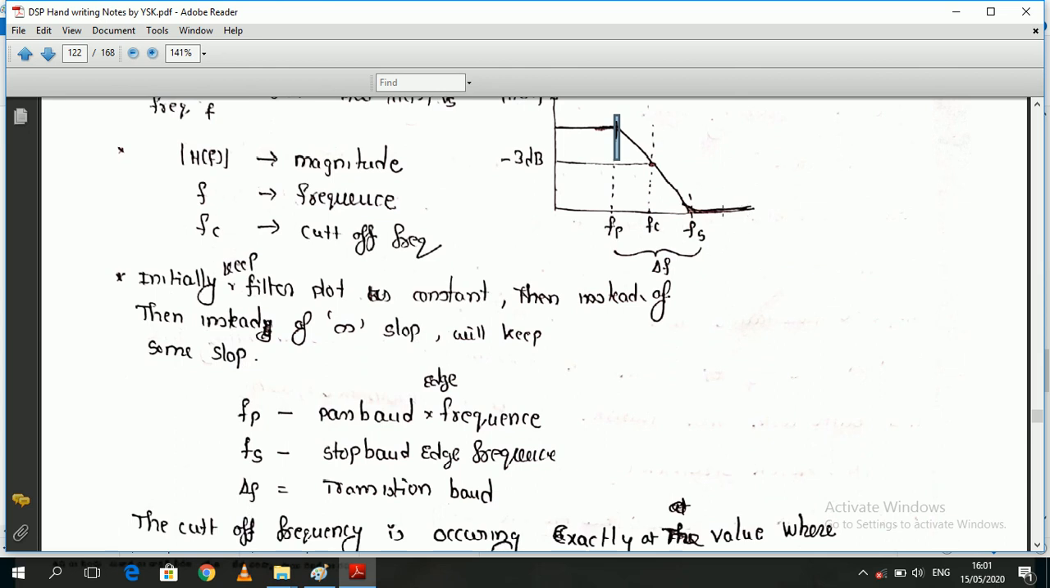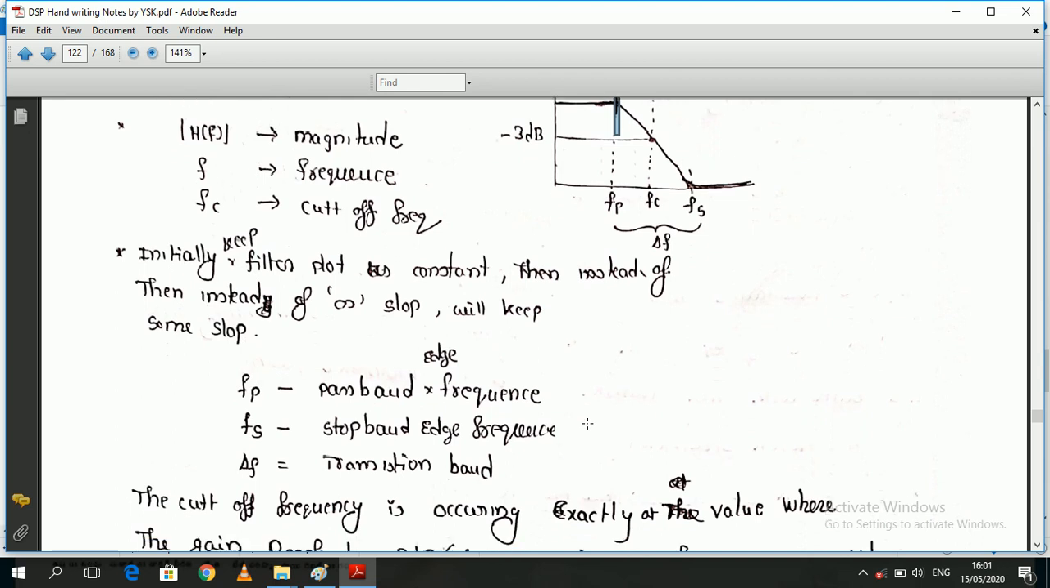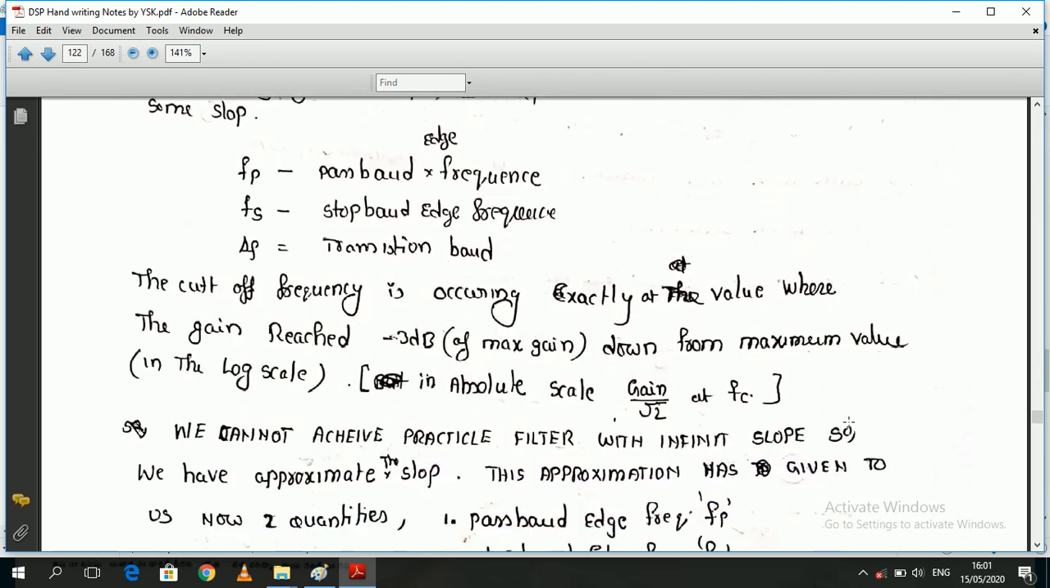That means attenuate the frequency. It is a pass band, that means it allows the frequency. Whereas transition band means the difference between FP and FS. The cutoff frequency occurs exactly at the value where the gain is reduced by minus 3 decibels from the maximum gain, in the log scale. In absolute scale, the gain is 1 by root 2 at the cutoff frequency.